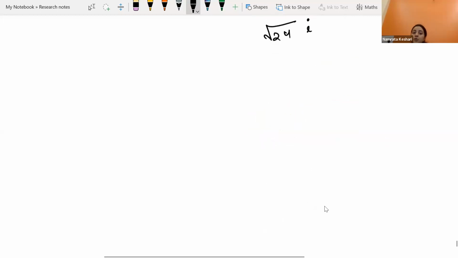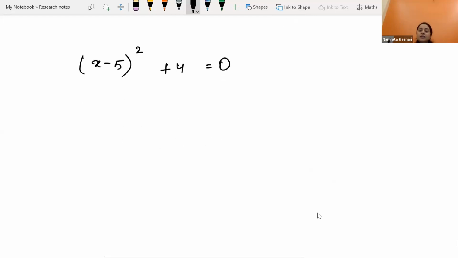Let's solve a few more quadratic equations. (x minus 5) whole square plus 4 is equal to 0. Let's try doing it together. We have to find the x value, that's called the solution. Maybe while finding the solution of this quadratic equation, we will be getting a real number, or if we will not be getting a real number, then we understand that an imaginary number we can get.